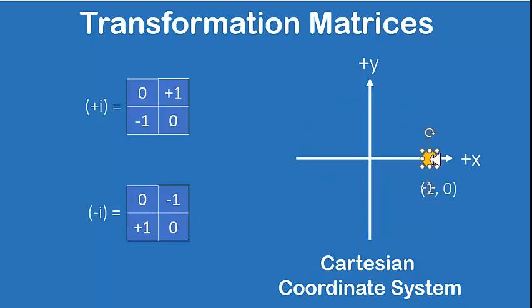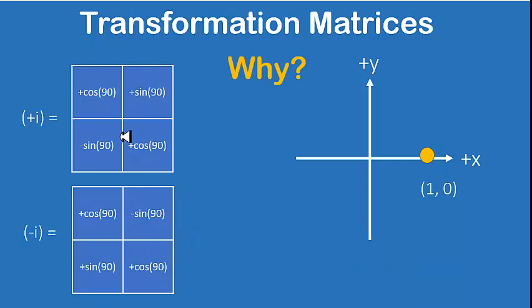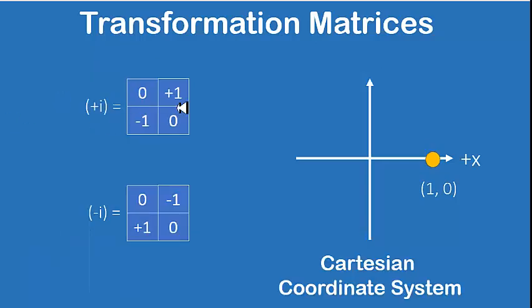Okay, so the way I set up my convention is this matrix here corresponds to I, which corresponds to 90-degree counterclockwise rotations, and this matrix here corresponds to 90-degree clockwise rotations. Okay, and so the question that we're asking now is, why do these matrices produce 90-degree rotations? And the simple answer, the only answer, is that these two matrices here are these matrices in disguise.